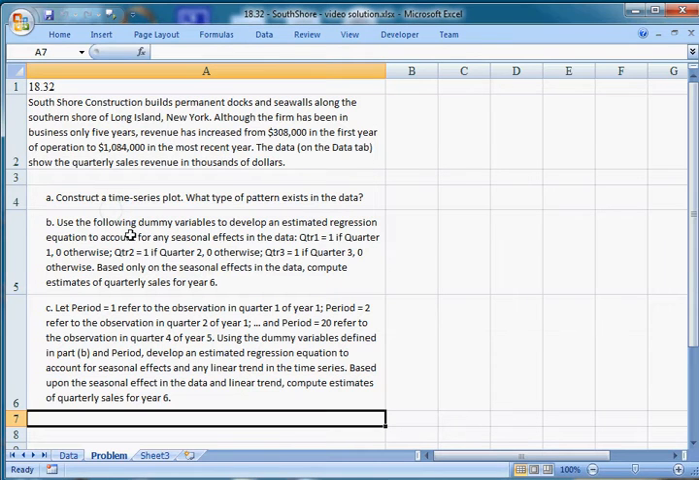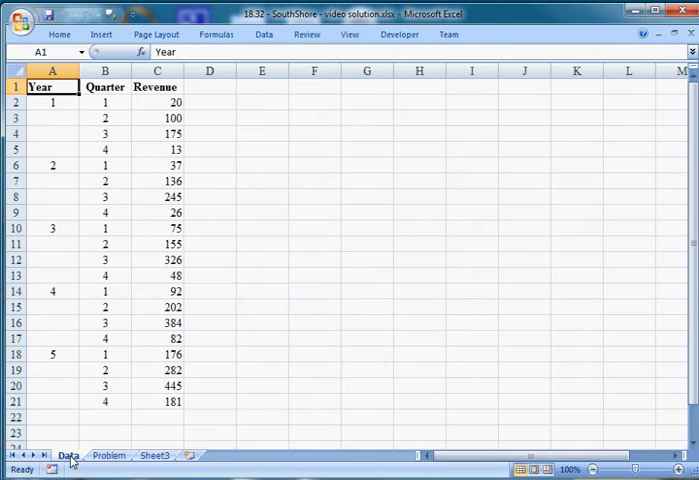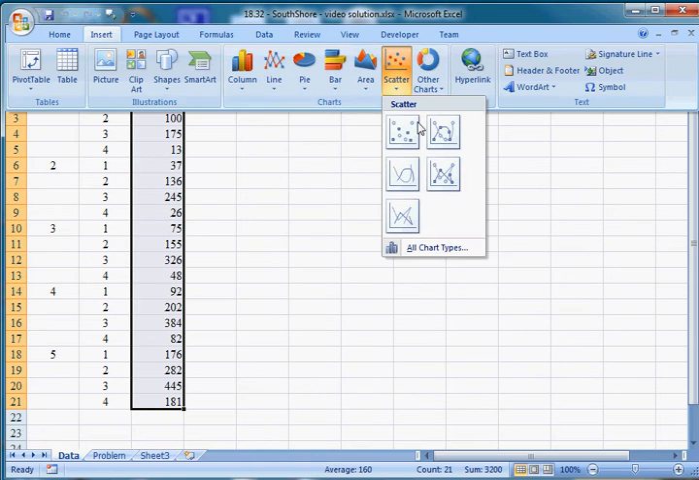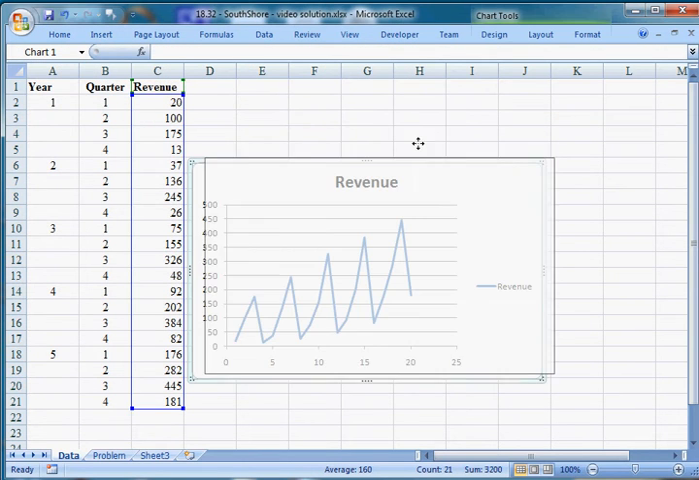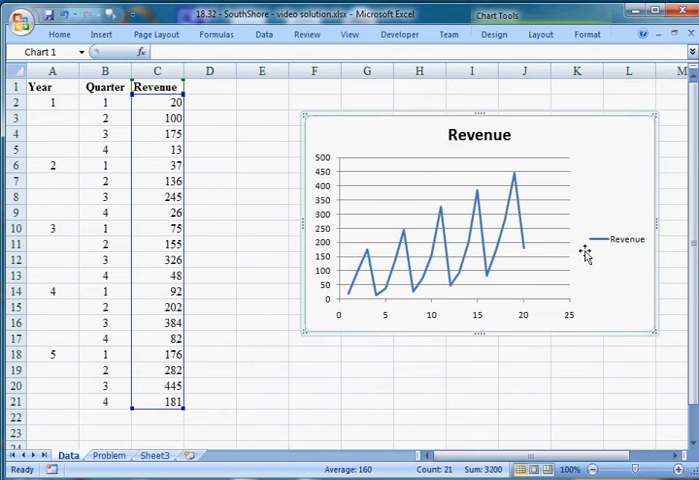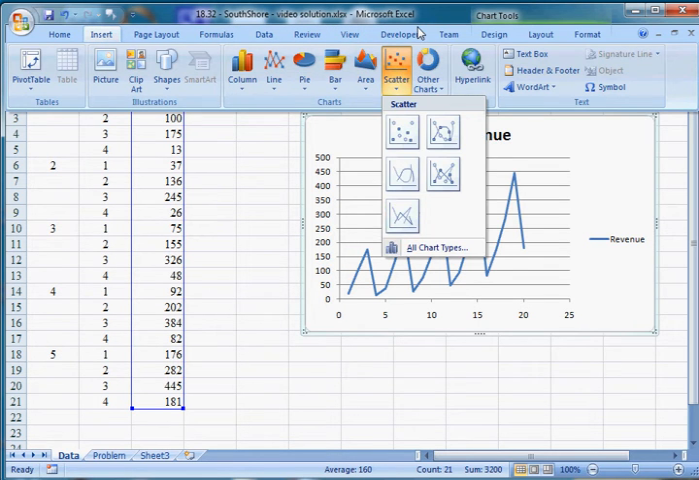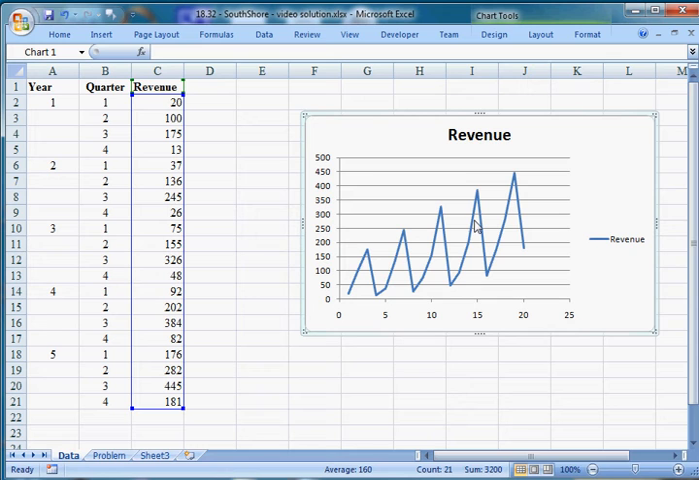First things first, let's construct our time series plot. Okay, so this data is right here. Now, in order to construct a time series plot, one thing we can do, I think, is just this. I haven't tried this before. We'll see if this works. Yep. If you just select the data and click Insert, Scatter, and then the zigzaggy thing, it just automatically will give you a time series plot.